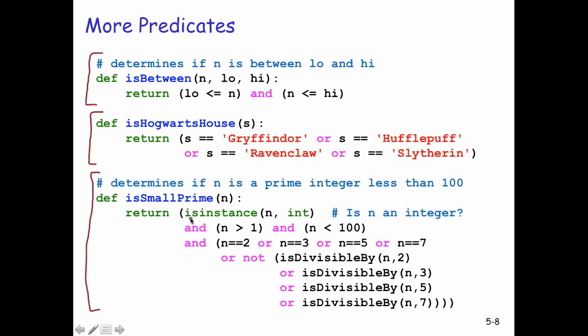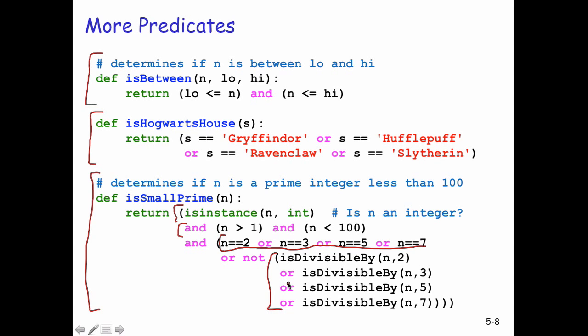So first it asks, is n an instance of type int? And then it determines if n is greater than 1 and less than 100, because the first prime is 2. And then we ask, is it one of the small primes, 2, 3, 5, or 7? And finally, is it not divisible by 2, 3, 5, or 7? And if it satisfies all of those many conditions, then in fact it's a small prime.